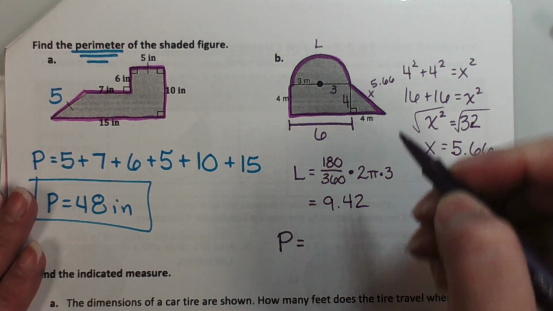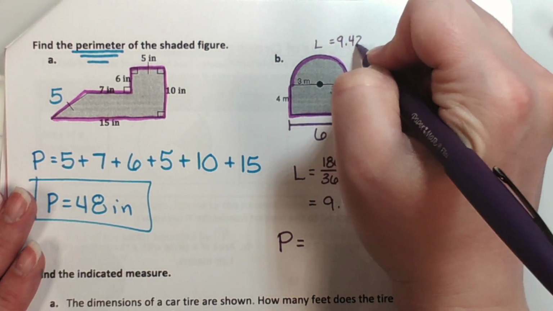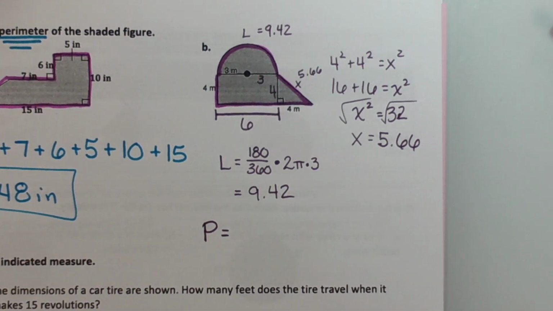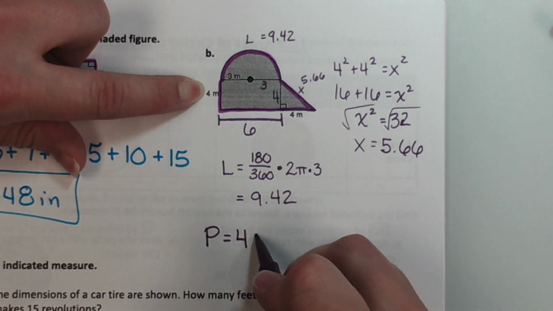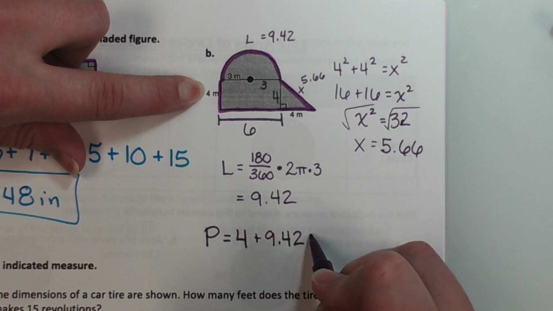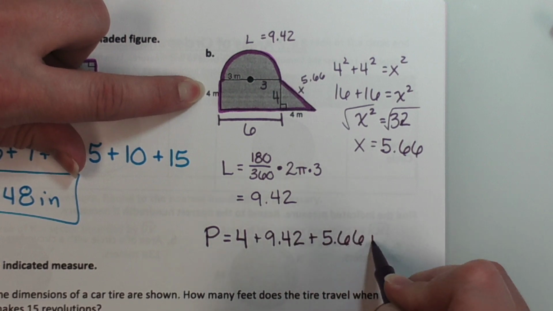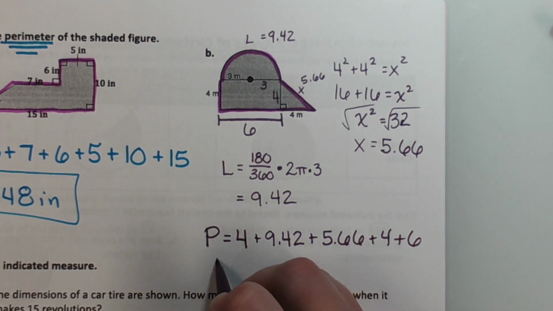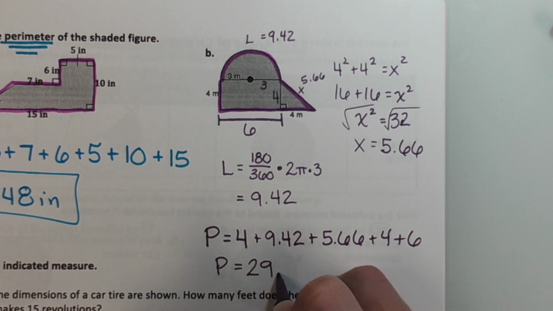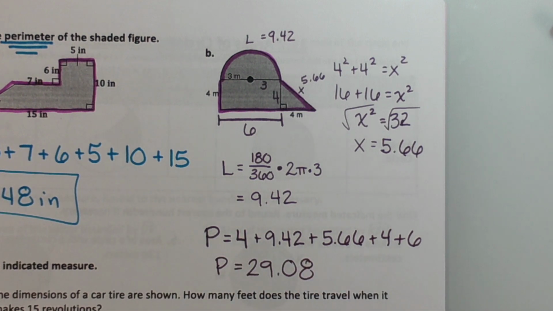So if I want my perimeter now, because I have all my lengths, I just add them all together. I start at one and go around the shape. I'm going to start at this 4 and go clockwise. It's 9.42 plus 5.66 plus 4 plus 6. 29.08 meters.